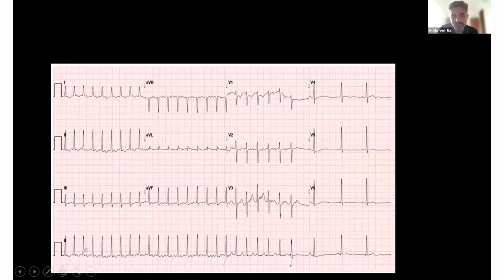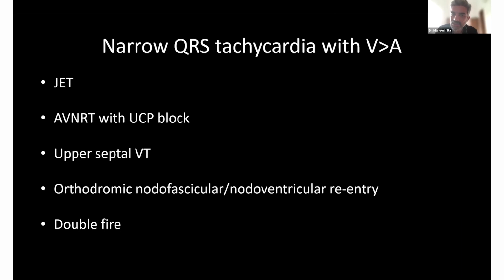So this is another example of slowing down of an atrial tachycardia, automatic atrial tachycardia. It's running fast and slows down before termination. So the initiation and termination also gives you a clue as to what arrhythmia you're dealing with. Finally, about the third subset, narrow QRS tachycardias, wherein you have V more than A. The two things we have to remember are junctional ectopic tachycardia and upper septal VTs.